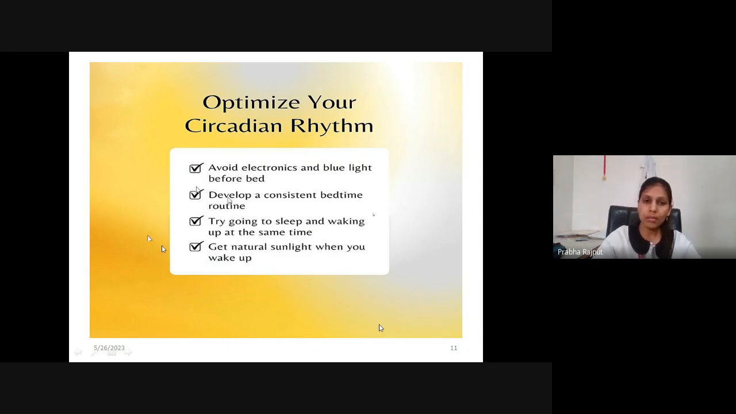And also we should eat food at the same time. We should eat breakfast at the same time, and lunch and dinner at the same time every day, to keep our mitochondria functioning and our circadian rhythm proper, and we will be healthy. So this is all for today's talk.